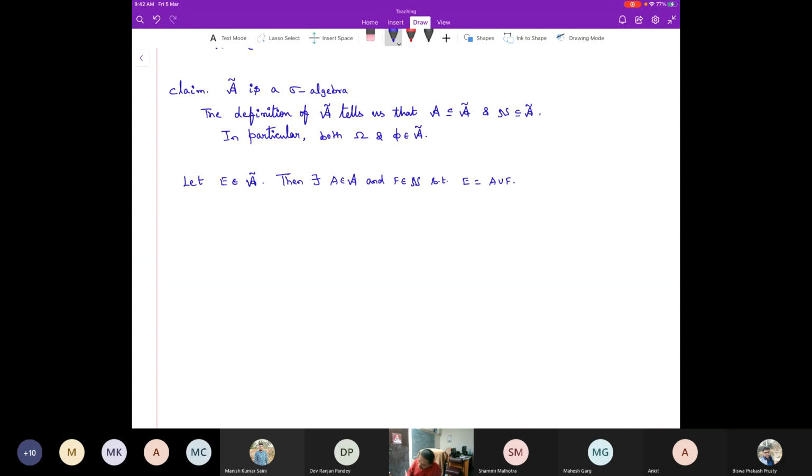Now F belongs to N. So since F belongs to N, there exists B in the sigma algebra with F contained in B and mu of B is 0.